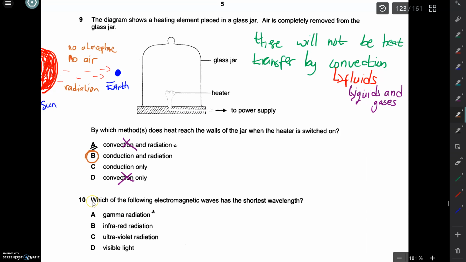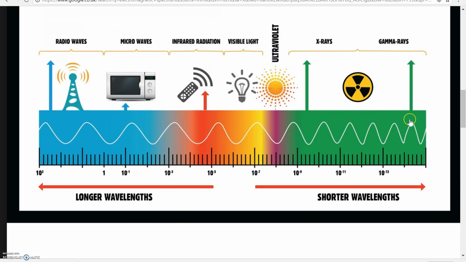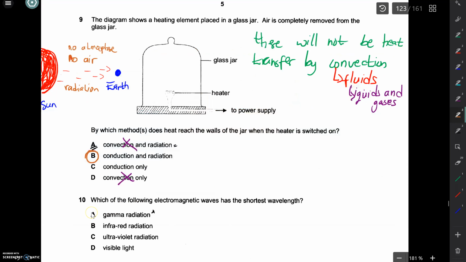Part 10 says, which of the following electromagnetic waves has the shortest wavelength? As we can see from this diagram here, gamma rays have the shortest wavelength, right? So the wavelengths are shortened as you move from radio waves to gamma rays. So our answer here will be gamma radiation.